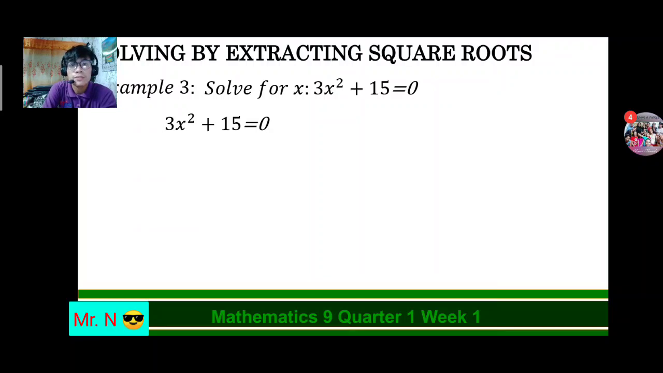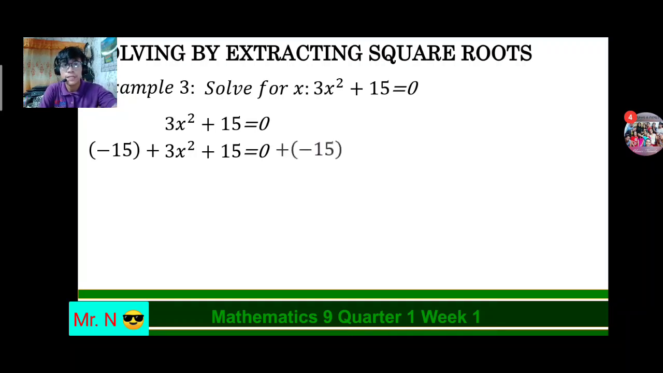remove 15, no, dun sa left side. And to do that, we're going to add its opposite. So the opposite of 15 is negative 15. So we should add negative 15 on the left, and by addition property of equality, we should add also on the right by negative 15. And simplify, combining like terms, negative 15 plus 15 is 0, so ang matitira na lang is 3x squared. And on the right, we have 0 plus negative 15, that is negative 15.